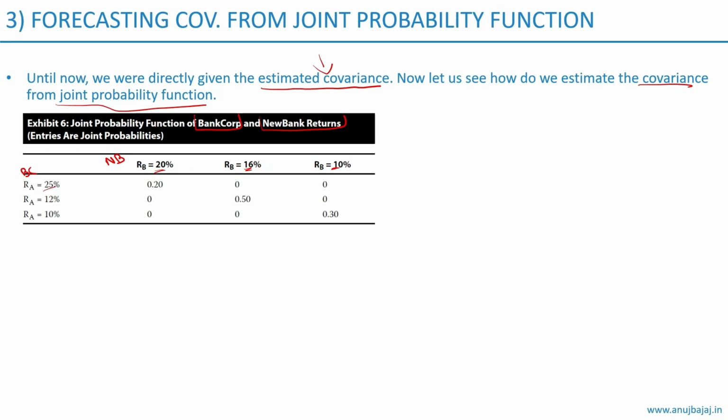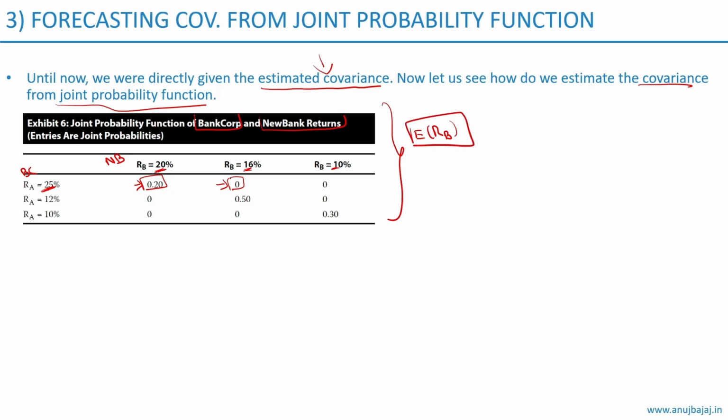So the joint probability of 25% and 20% is 0.20. The joint probability of 25% and 16% is 0, and so on. So the first step in forecasting the covariance from this joint probability matrix is to calculate the expected return. So the expected return of bank corp equals, we take 25% multiplied by 0.20, we take 25% multiplied by 0, and we have 9 such products. We add all the 9 products and we get the expected return of bank corp.